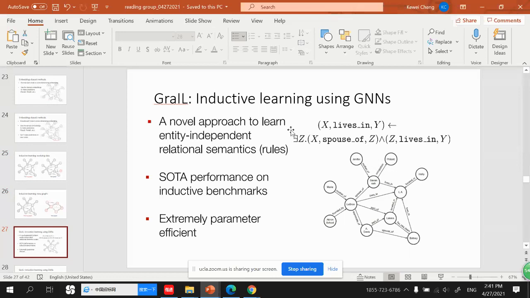So the idea of this method is to learn the entity-independent relational semantics by mining such knowledge from the training graph. Also, another advantage of their proposed method is that, compared to existing works which try to mine logical rules, their proposed method is extremely parameter efficient, which is good and makes the computation faster.